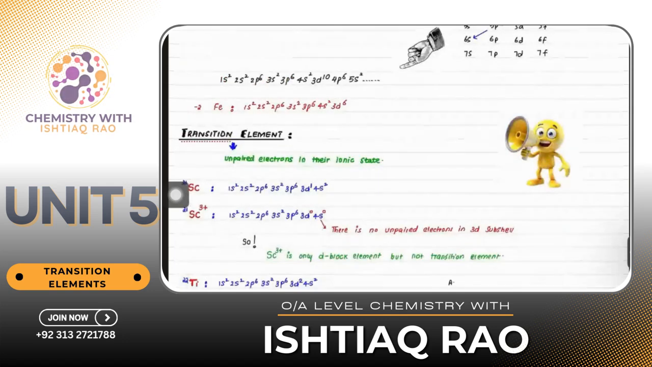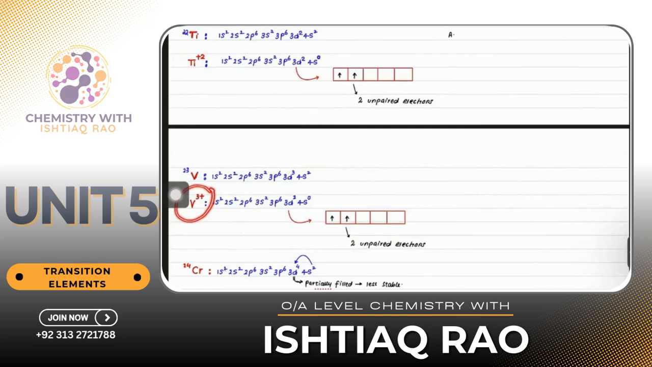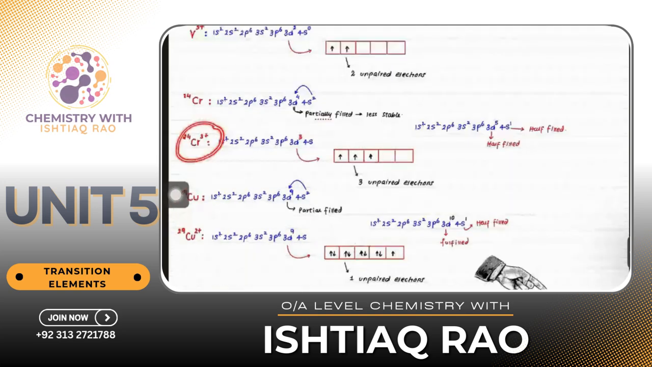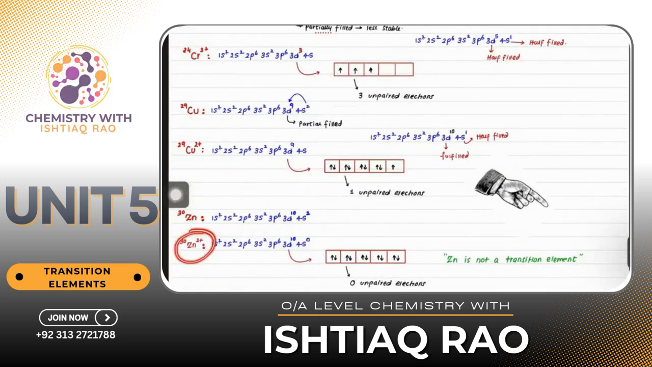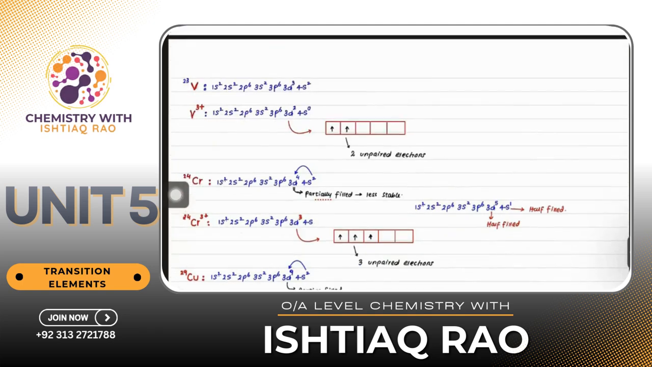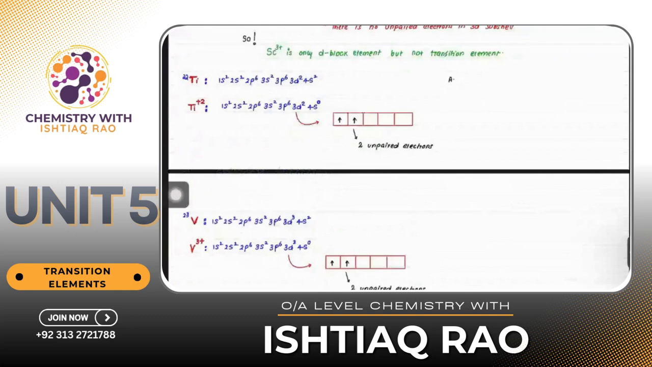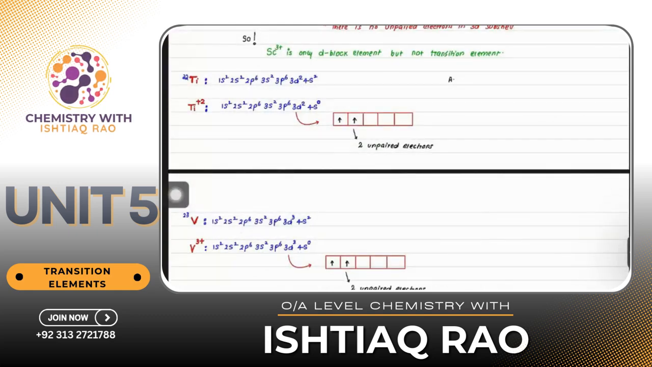Ionic state means not the neutral element. I won't be looking at the configuration of the neutral element. No, in its ionic state, like scandium is +3, titanium is +2, vanadium is +3, chromium is +3, copper is +2, zinc is +2. In the same way, we have manganese as well, cobalt as well. I have taken some of the examples.